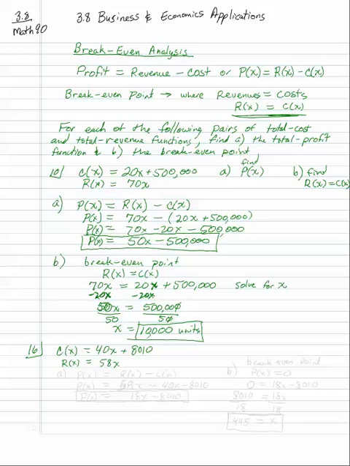Okay, let's try number 16. Same thing, find profit. Remember, that's revenue minus cost, which is going to give us 58x minus, and don't forget to distribute that minus sign, so I'm going to show a little less work here. 58 minus 40 is 18x.